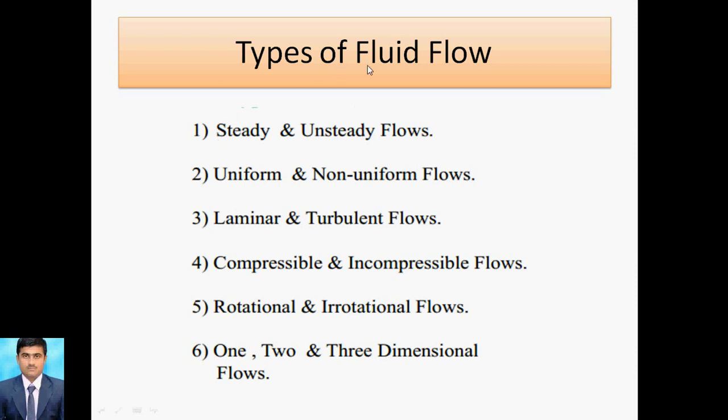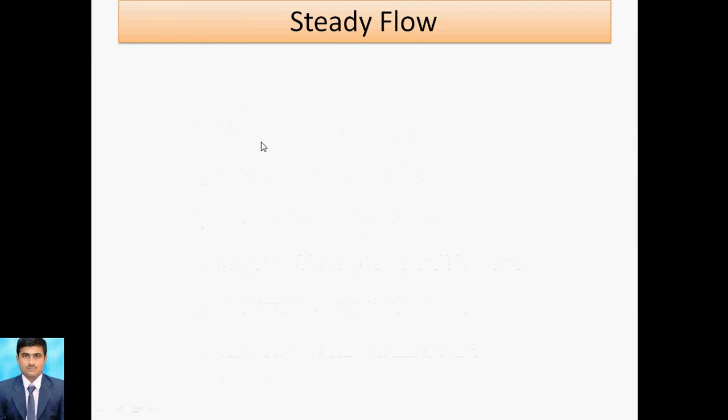Again I repeat the types of fluid flow: steady and unsteady, uniform and non-uniform, laminar and turbulent, compressible and incompressible, rotational and irrotational, and the last one is one dimensional, two dimensional and three dimensional. So this is regarding the types of fluid flow. In this session we will discuss them one by one. First of all we will discuss the steady flow.